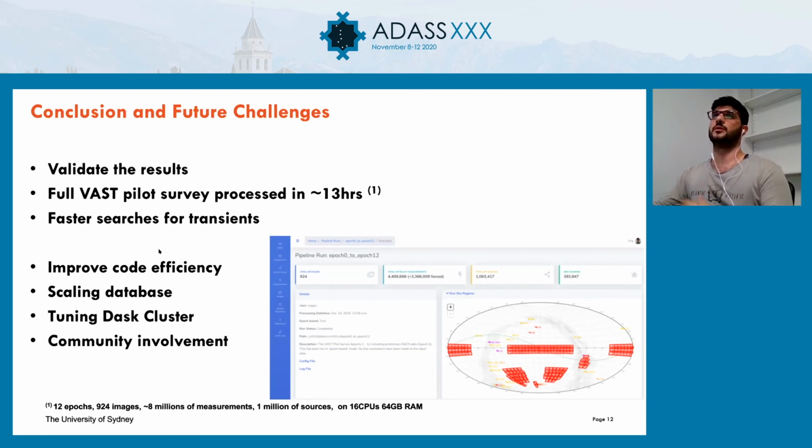So hopefully this pipeline allows for a faster search for transients, enabling faster science. At the same time, there are some challenges. We need to improve the code; some parts, like the database upload, are not very efficient. We need to scale up the database to serve the web app with these millions of data points, tune the Dask cluster, and involve the community more to make sure people use this and find it useful. So that's pretty much it.